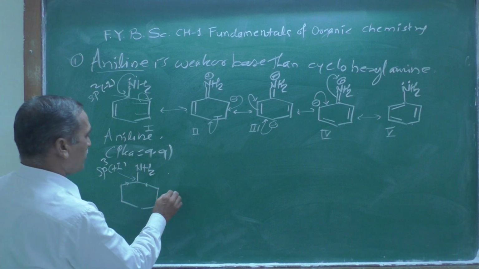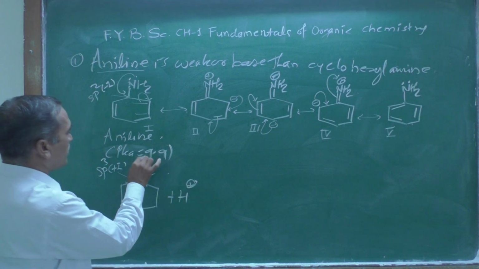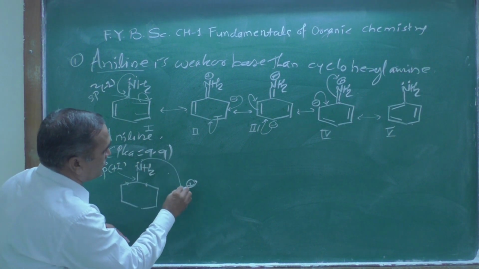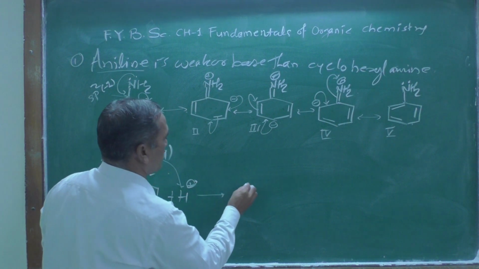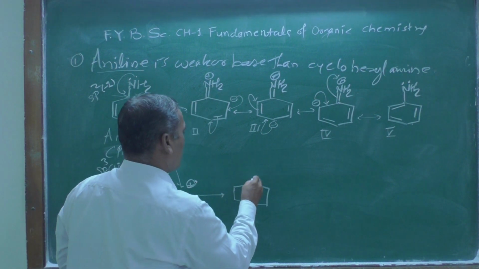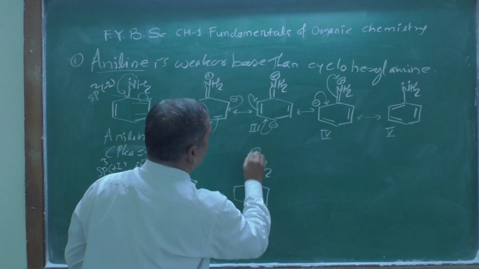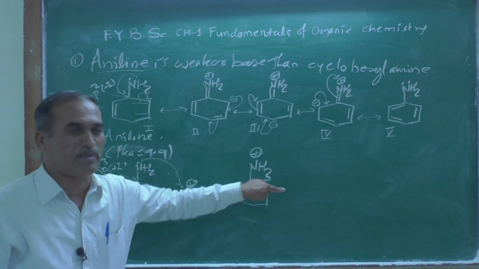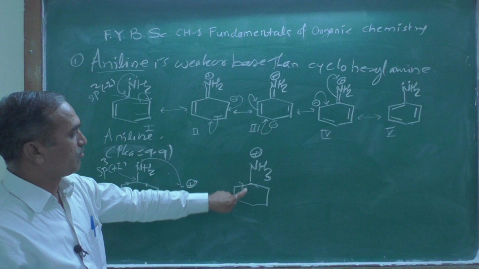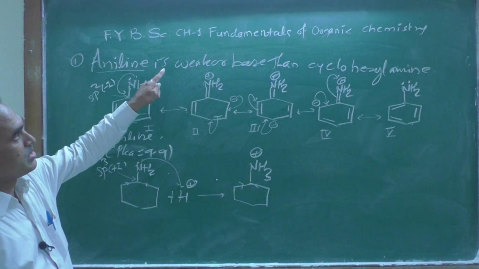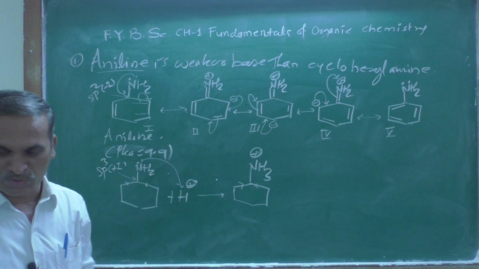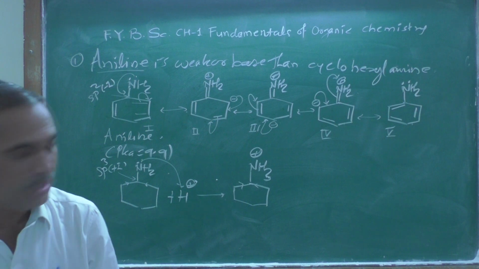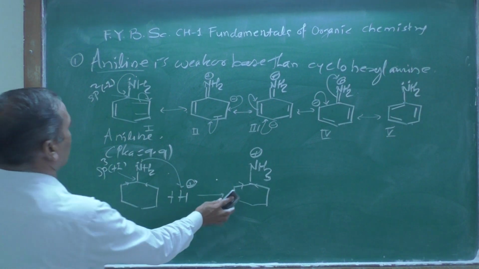And as we know that plus I inductive effect increases the basicity, whereas minus I inductive effect decreases the basicity, and therefore the lone pair present on that nitrogen atom is readily available for donation, it will pick up the proton from here, and you are going to get the conjugate acid form here, that conjugate acid is well stabilized due to the plus R effect, and therefore aniline is a weaker base than cyclohexylamine. So this is the first application of this thing. Okay, now let us move on to the next one.